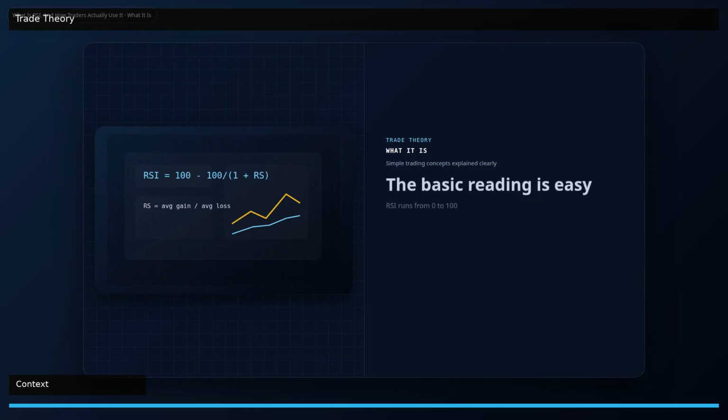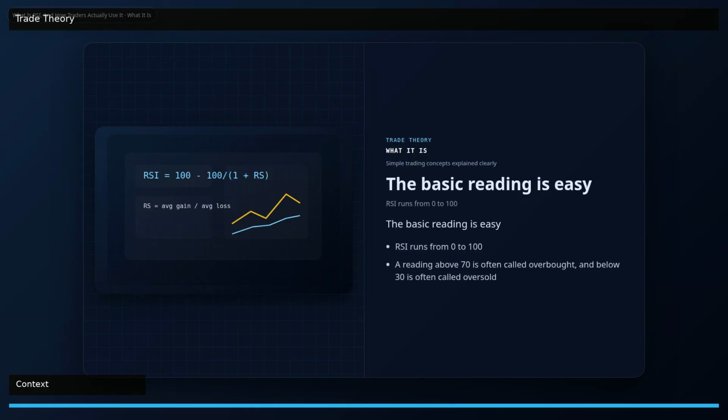The basic reading is easy. RSI runs from 0 to 100. A reading above 70 is often called overbought, and below 30 is often called oversold. That language is useful only if you understand the limitation. Overbought does not mean sell now, and oversold does not mean buy now. It means price has moved strongly in one direction recently.